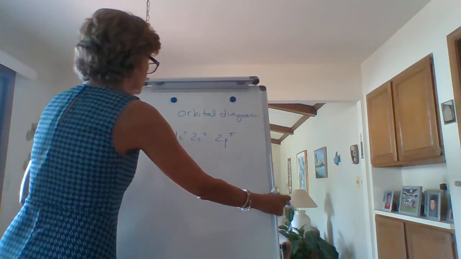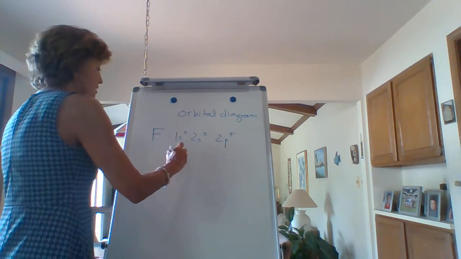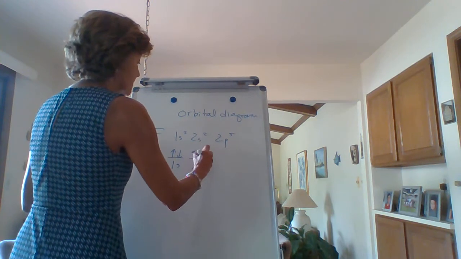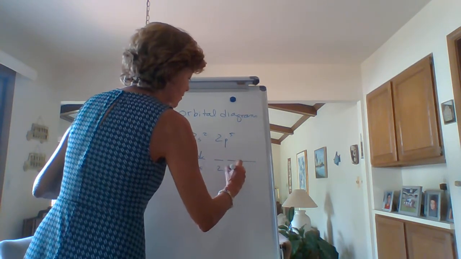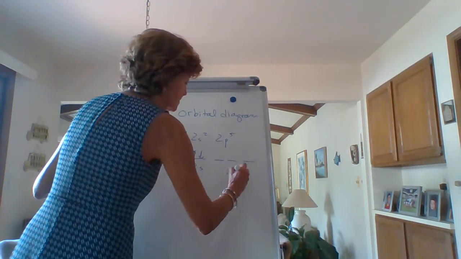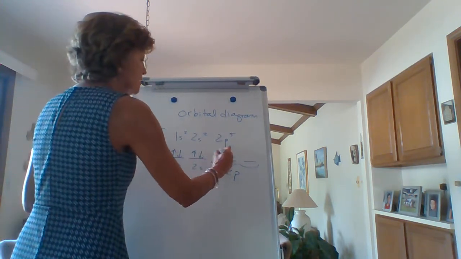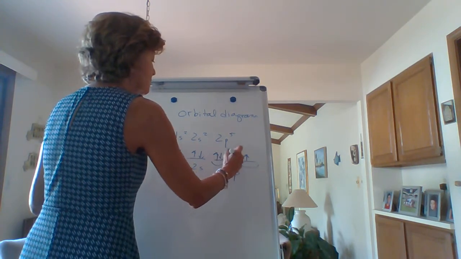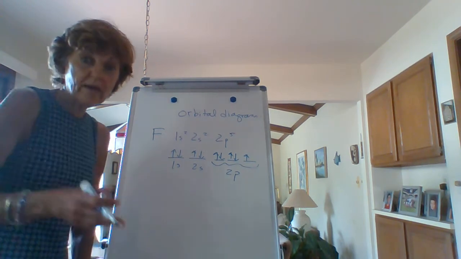All right, let's do the orbital diagram. Here's the 1s, 2 electrons, 1 up, 1 down. Here's the 2s, 1 up, 1 down. And then you put all 3 2p's. All these are 2p. And we have 5 electrons. So single, single, single. That's 3. Double, double. There you go. Make sense? One last one.